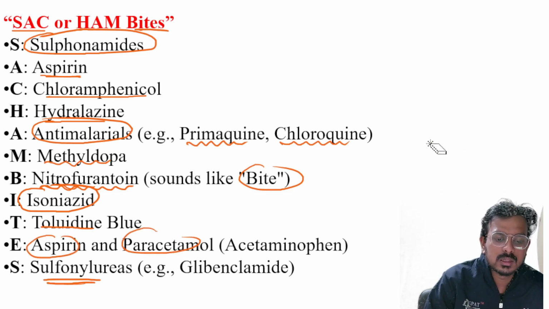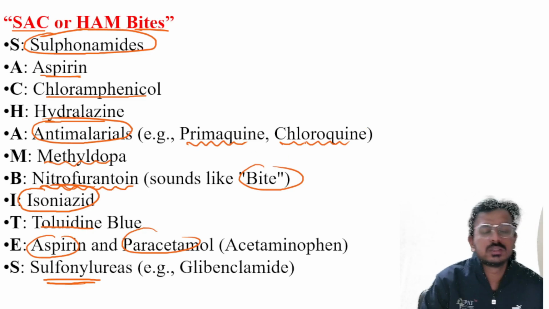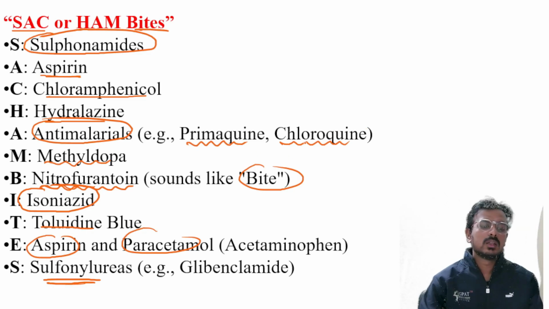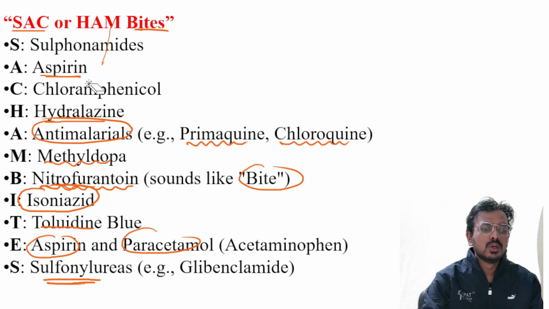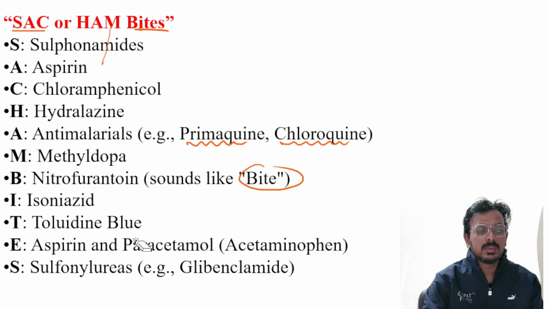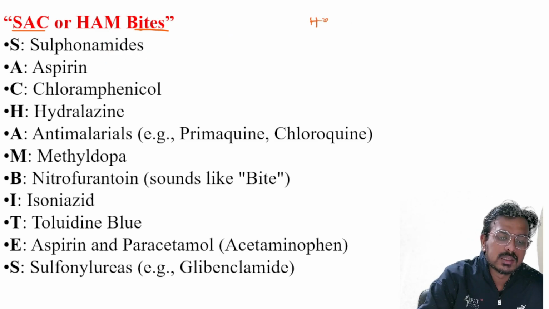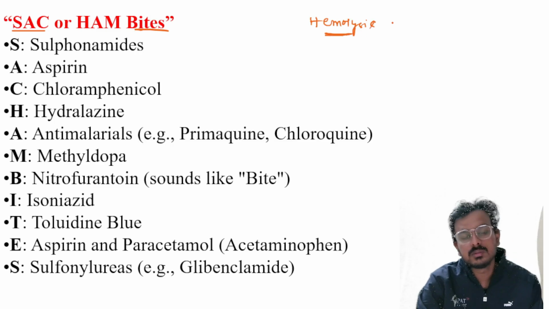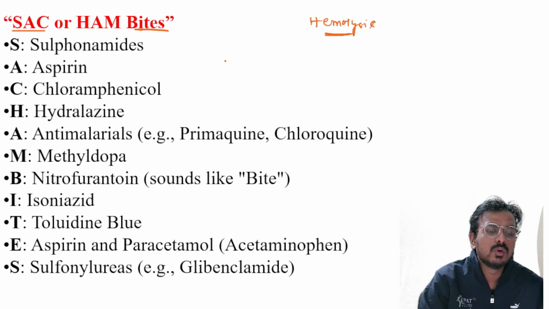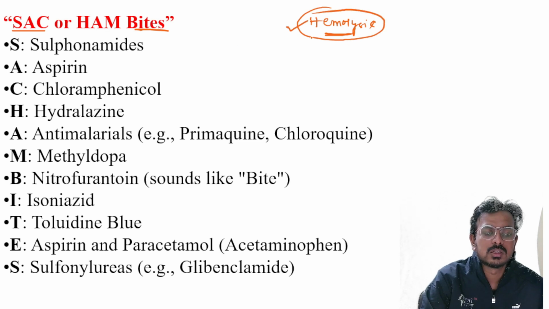Please remember these classes using this simple mnemonic to recall the important classes of drugs responsible for inducing G6PD deficiency, and this ultimately leads to hemolysis. That means in case of G6PD deficiency, if you use these drugs, it will lead to a hemolysis condition.